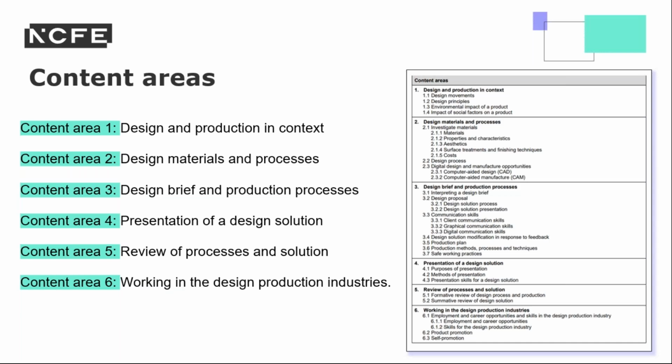Content area 4, presentation of design solutions. This could cover the final design product and the presentation, the purpose of the presentation, the methods of the presentation, presentation skills for the design solution. Content area 5, review and process of and solution. This could cover annotation and evaluation, formative review of the design process and production, summative review of the design solution. And finally, content area 6, working in the design production industries, the bigger picture, the next steps, employment and career opportunities and skills in the design production industry, product promotion and self-promotion.